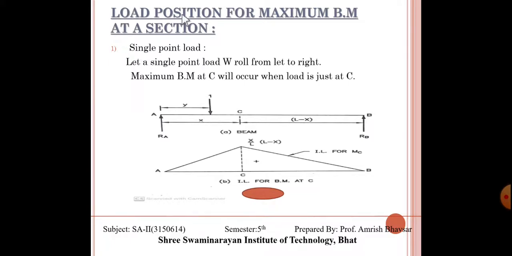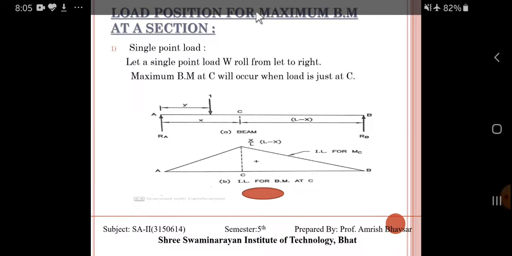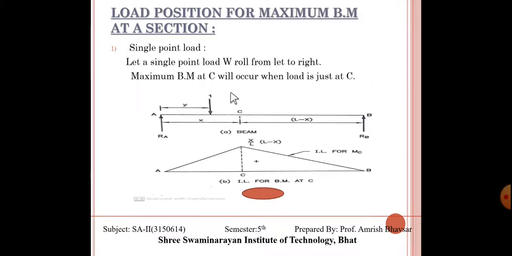Now, the load position for the maximum bending moment at a section. Suppose this is a single point load. Let a single point load W roll from left to right. The maximum bending moment at C will occur when the load is just at C. Now, this is our span AB, the point load is over here at a distance Y from the left support. C is at distance x, and C to B is L minus x.